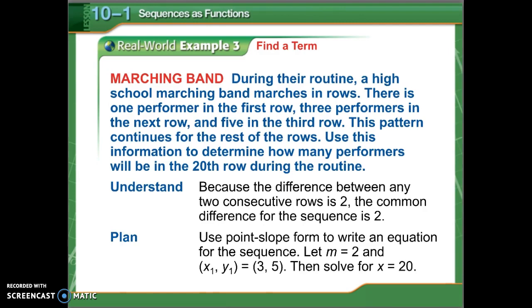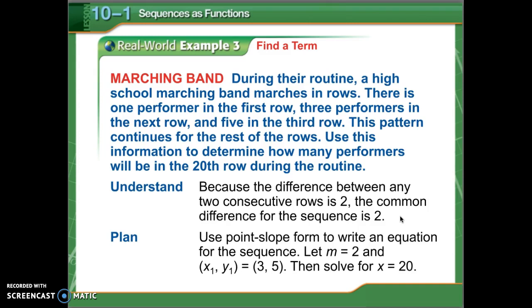And so the first thing that we want to do in this kind of problem is to figure out what's the common difference in the rows. And you can see that first row has 1, second row has 3, third row has 5. The pattern is changing by 2, so there's a common difference of 2 every time.